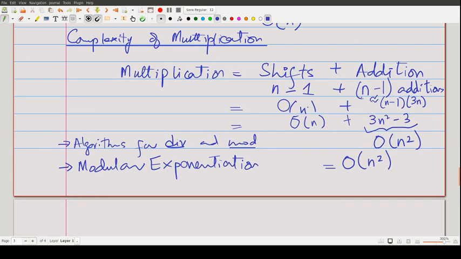Let me just check your questions. Sumaya: Sir, but addition is inside the loop, so won't we consider that? Yes, that was my mistake. Another question: Sir, nowhere is multiplication actually happening. Yes, that's true. Multiplication basically boils down to shifting and adding. If you think about it, multiplication is simply a shortened version of addition. Any other questions?